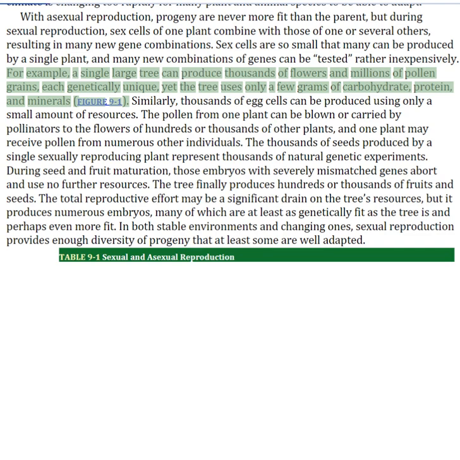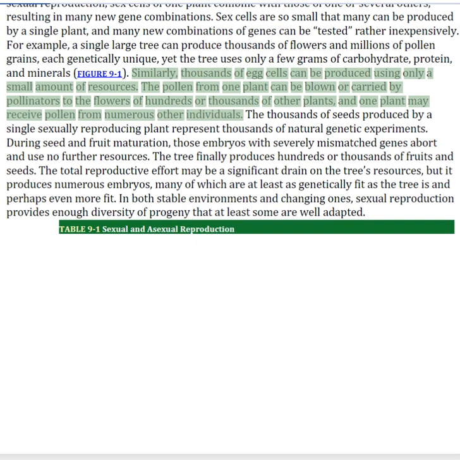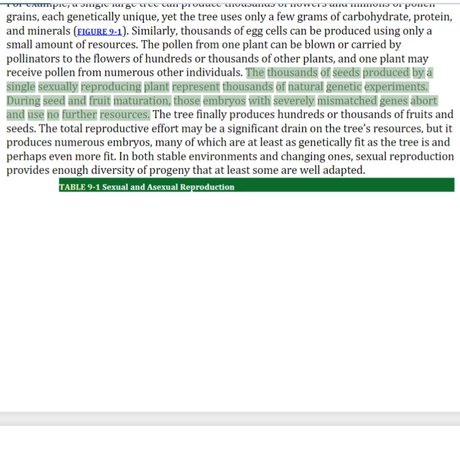For example, a single large tree can produce thousands of flowers and millions of pollen grains, each genetically unique, yet the tree uses only a few grams of carbohydrate, protein, and minerals. Similarly, thousands of egg cells can be produced using only a small amount of resources. The pollen from one plant can be blown or carried by pollinators to the flowers of hundreds or thousands of other plants, and one plant may receive pollen from numerous other individuals. The thousands of seeds produced by a single sexually reproducing plant represent thousands of natural genetic experiments.